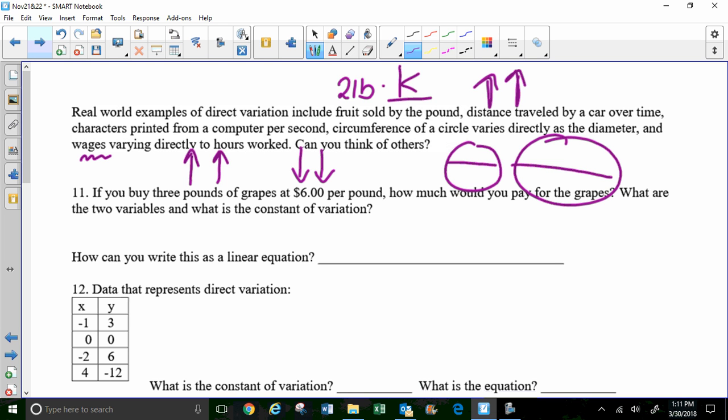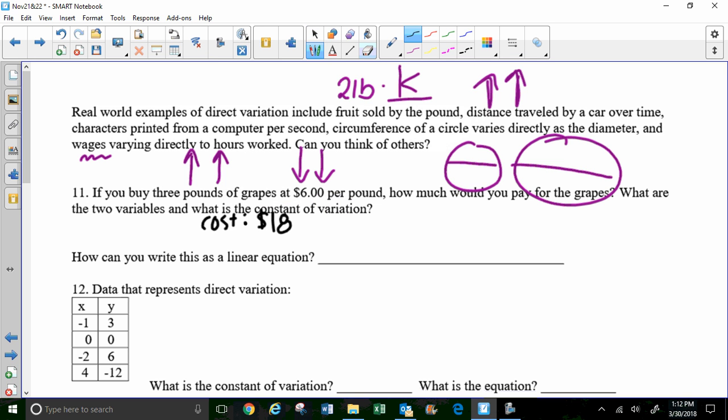Number 11 says, if you buy 3 pounds of grapes at $6 per pound, how much would you pay for the grapes? Well, if we're buying 3 pounds, $6 per pound, we're going to multiply. So 3 times 6 is going to give me 18. So that's going to be $18. And that's actually not surprising. If you've ever been to the grocery store with your parents, grapes are really expensive, which is why I never buy them.